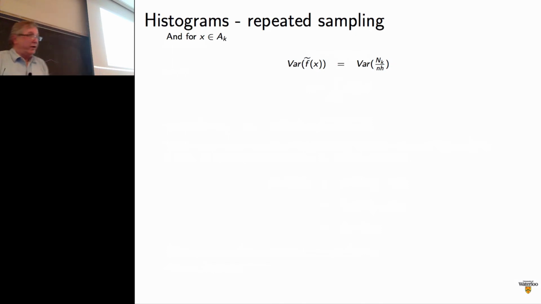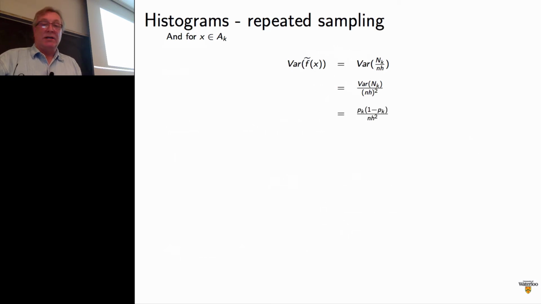Okay, let's look at the variance. So the variance of this estimator at a particular x in ak is just going to be the variance of that binomial, right? Which is 1 over that constant squared times the variance of nk. You know that's npk times 1 minus pk, right? So one of the n's cancels there.